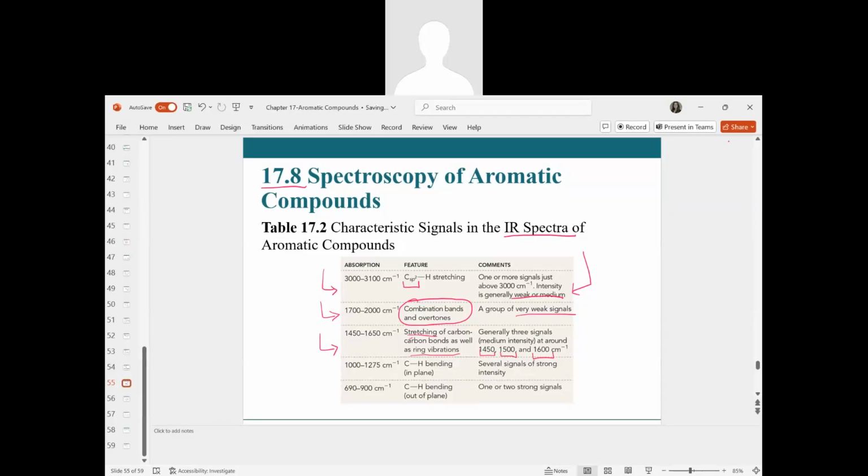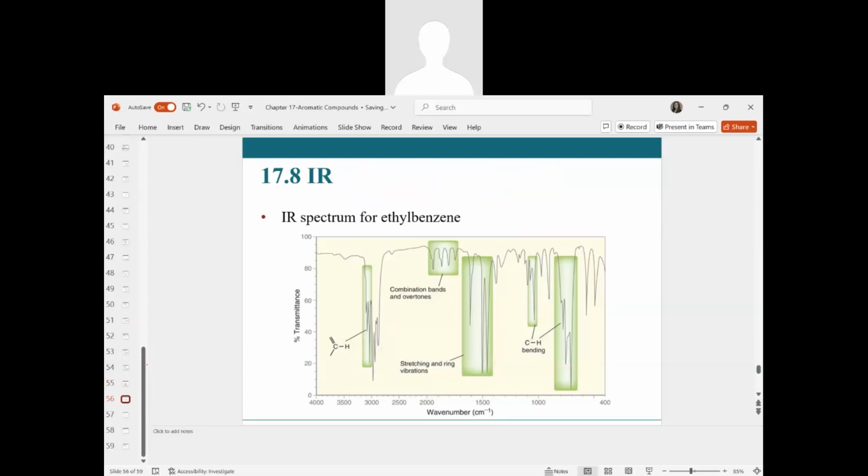Then we have some bending in plane around 1000 to 1275. We can see several signals of strong intensity here. And then between 690 and 900, we can have out of plane CH bending, and there's usually one or two strong signals present here. So let's take a look at a representative spectrum for ethyl benzene here.